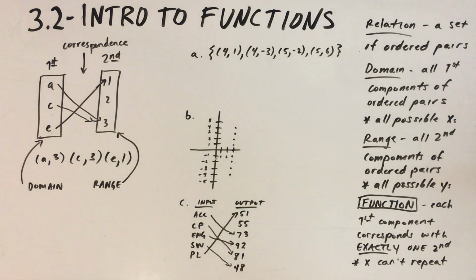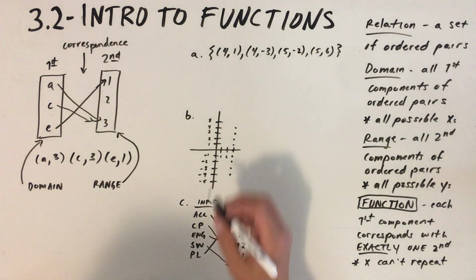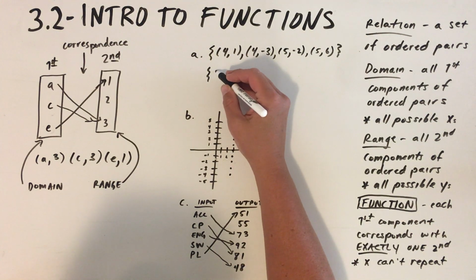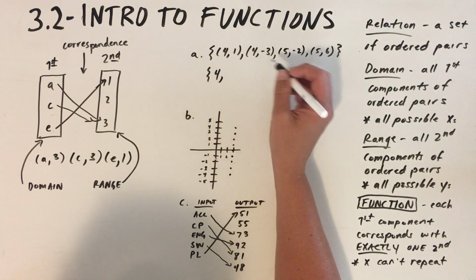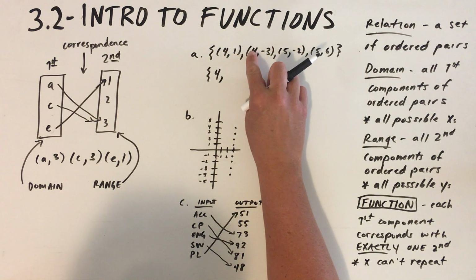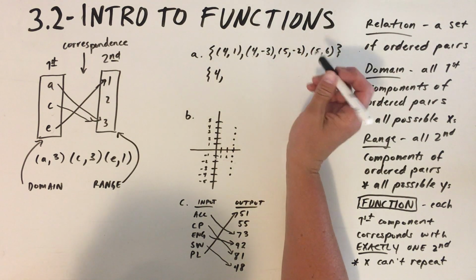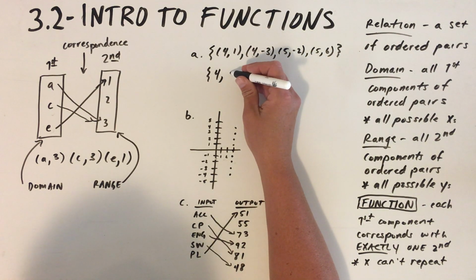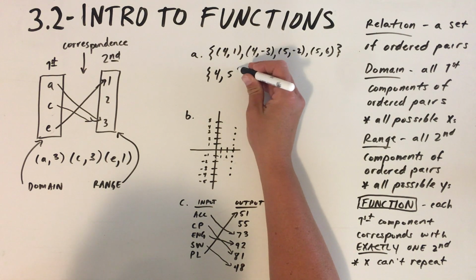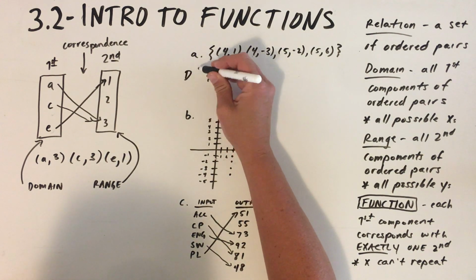Okay, so we want to determine the domain and range of each of these relations that I wrote here. So with these relations, again, the domain is just all the possible X values. So we would just say the domain is 4, and when it repeats, we don't write it again. So we just write 4 and 5 here would be our domain.